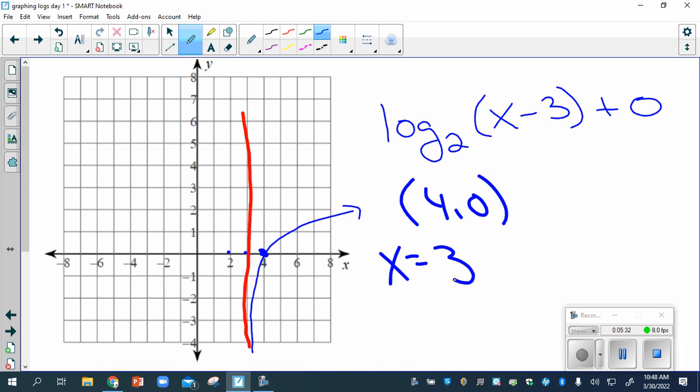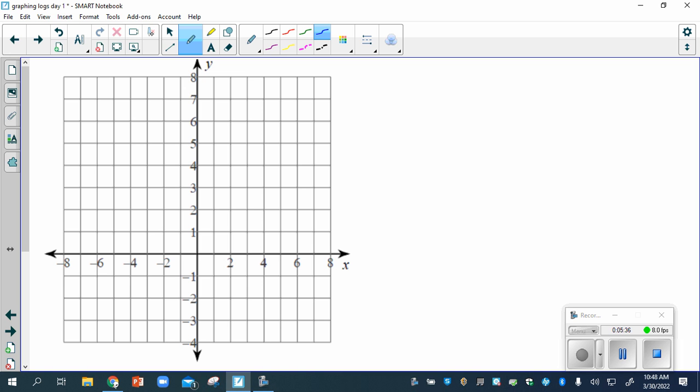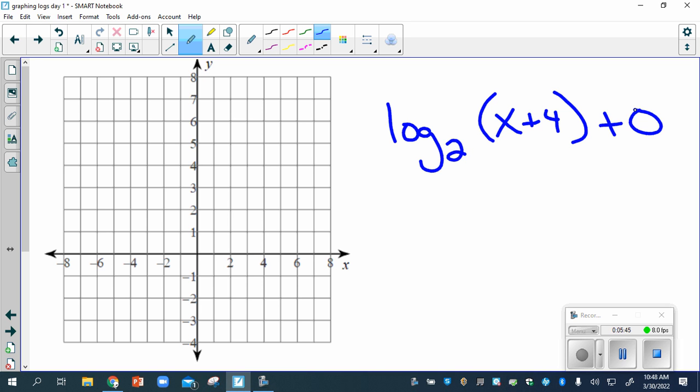You guys ready to try one on your own? Here we go. You got this. I feel confident. Log base 2, x plus 4 plus 0. Give it a try. And there's no homework.